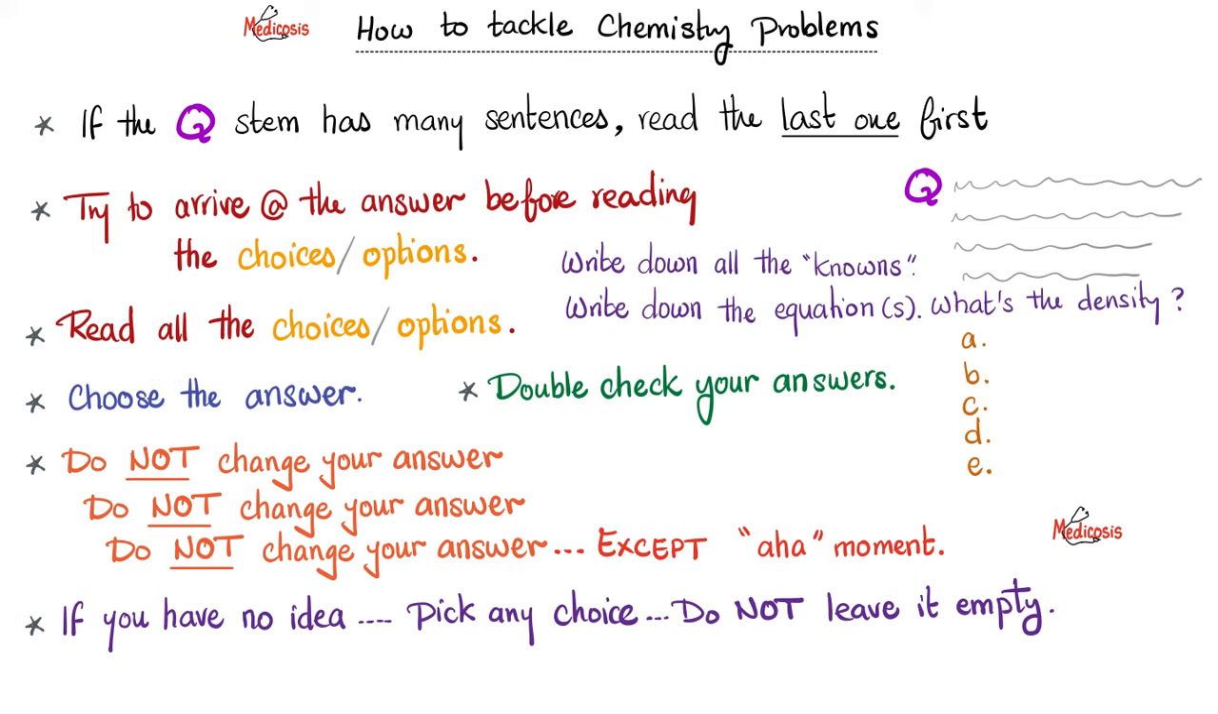Another important tip, write down all the knowns. If here they told you that the mass was 4 kilograms, then you write down M equals 4 kilograms. And here they told you that the volume was 2 liters. Write down that V equals 2 liters. Write down the equation, density equals mass over volume, M over V. 4 over 2 equals 2 kilograms per liter. You need to have a system to tackle these problems. Otherwise, the professor is going to run circles around you.